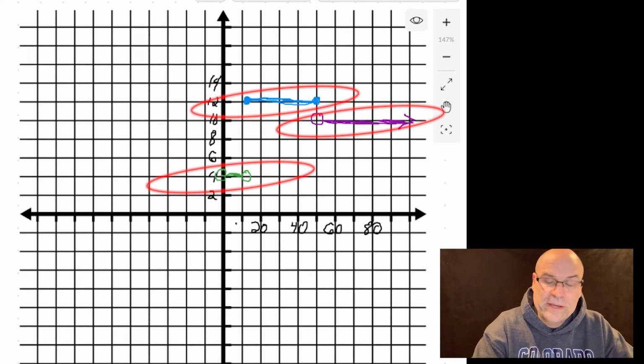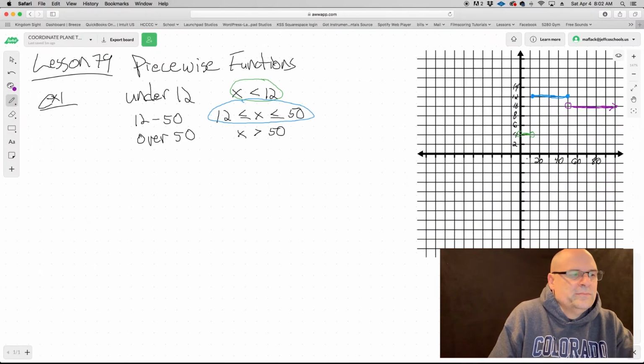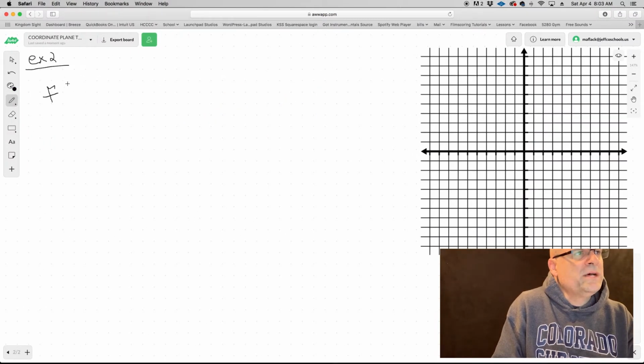So to evaluate a piecewise function, first you have to figure out what interval your x is in. Okay, so if you are given an x, figure out what interval that is, and then find the range value. So let's do example 2. Let's try another one. This is what a piecewise function could look like.